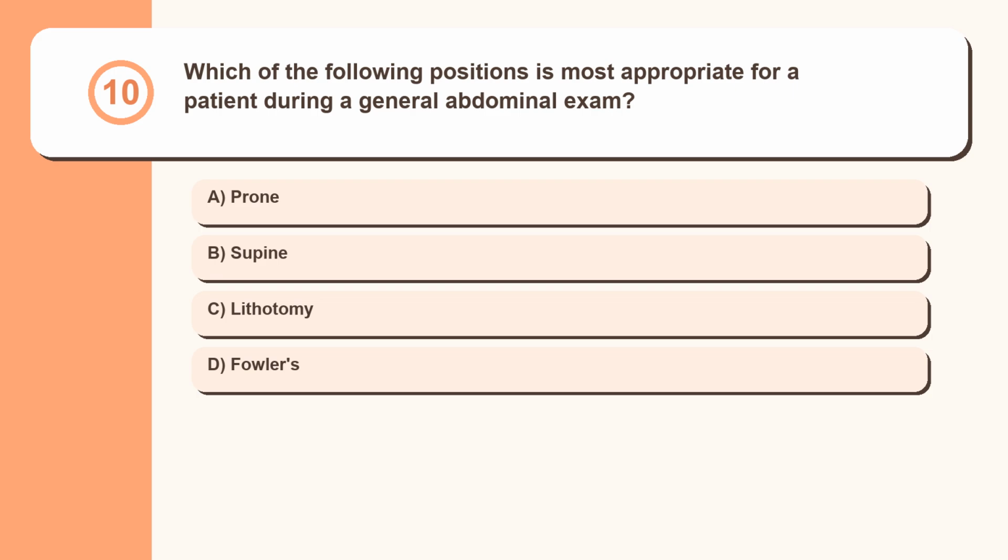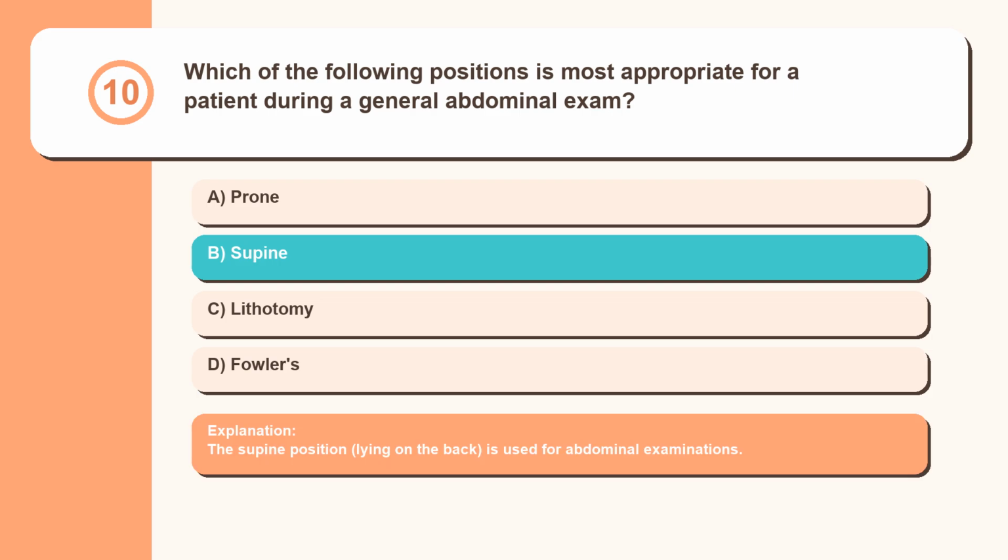Question 10. Which of the following positions is most appropriate for a patient during a general abdominal exam? Prone, supine, lithotomy, Fowler's. The supine position, lying on the back, is used for abdominal examinations.